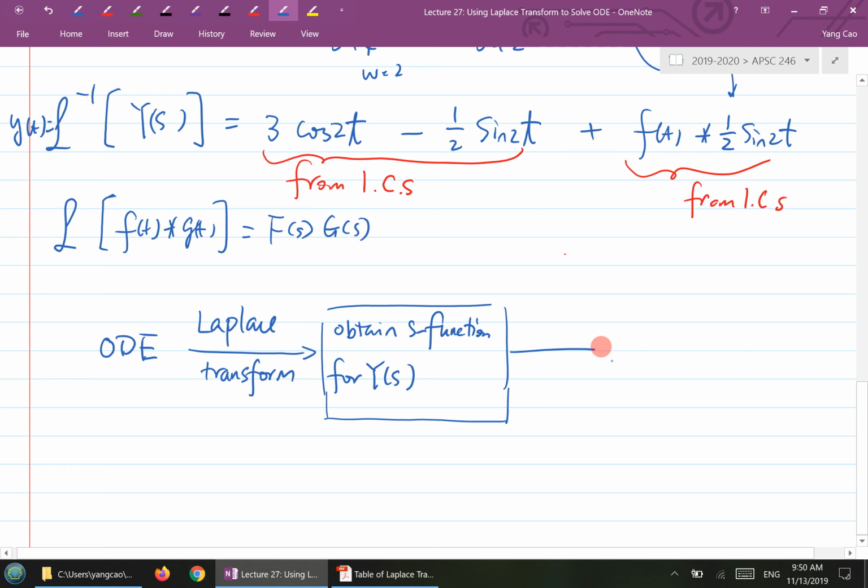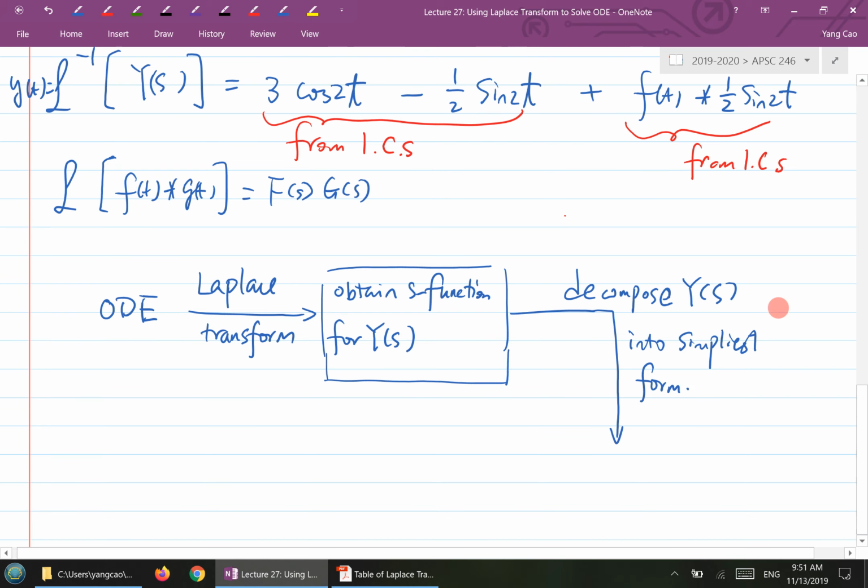And then from here, most probably you're going to have to decompose this y of s. We have to make it as simple as possible, so we decompose this y of s into the simplest form. How simple? As simple as you need to make use of the table. You don't have to be any simpler, just simple enough that you can use the table. So this part here, maybe we should put it in brackets. Sorry, let me put it in the bracket here.